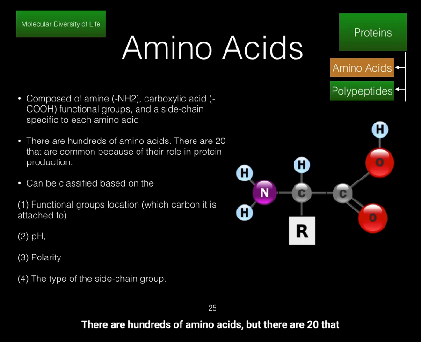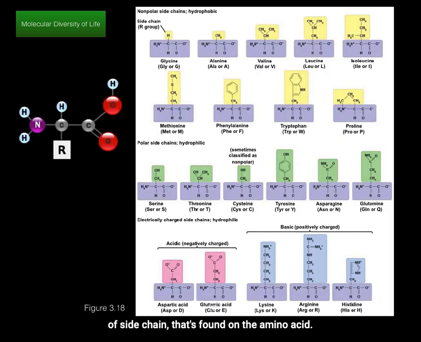There are hundreds of amino acids, but there are 20 that are the most common because of their specific role in protein production. There are 4 ways to classify amino acids: the functional group location, which carbon it's on, the pH of the amino acid, the polarity of the amino acid, or the type of side chain that's found on the amino acid. So amino acids are composed of an amine group, a carboxylic acid functional group, and a side chain specific to each amino acid.